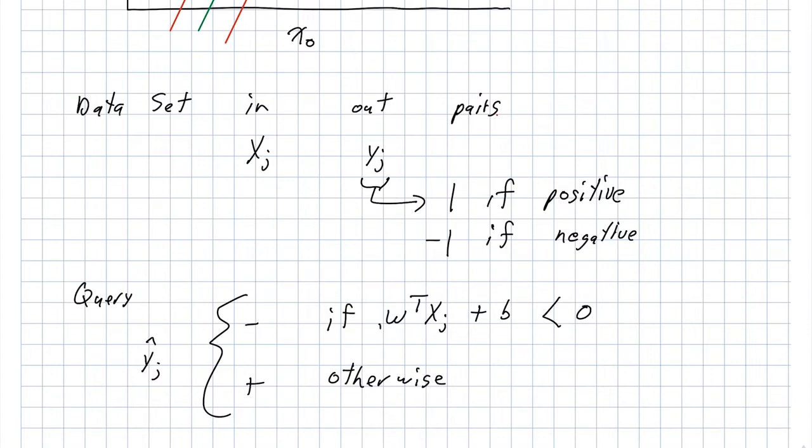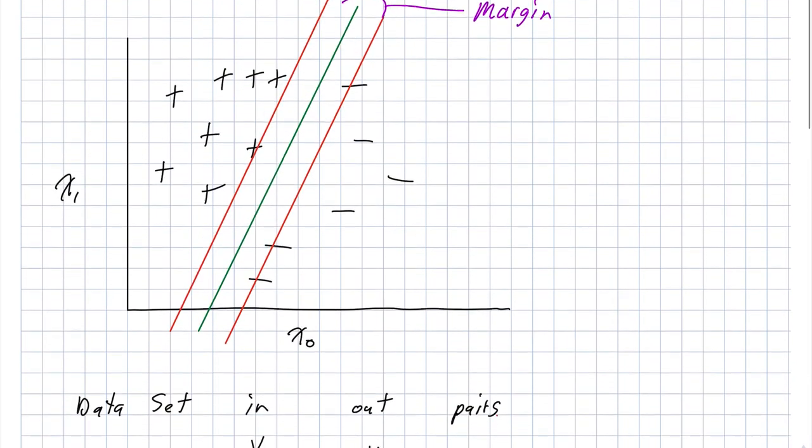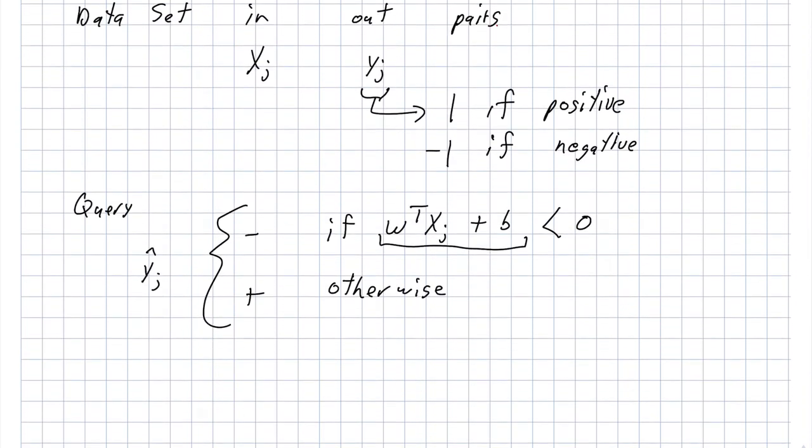So this w transpose xj plus b, this is our expression of that green line that we were talking about before. And it's the same sort of formulation as we talked about earlier with classification. The only difference is that I'm being a little bit more consistent with the book in that I'm using this b variable. In the earlier lectures, we called this wn, but they play very equivalent roles here.